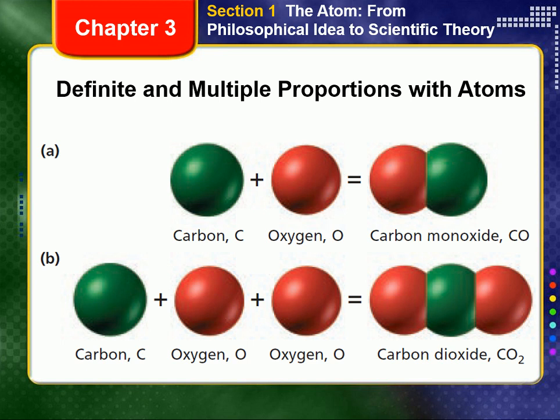In A, carbon monoxide molecules are always composed of one carbon atom and one oxygen atom. In B, carbon dioxide molecules are always composed of one carbon atom and two oxygen atoms. Note that a molecule of carbon dioxide contains twice as many oxygen atoms as does a molecule of carbon monoxide.